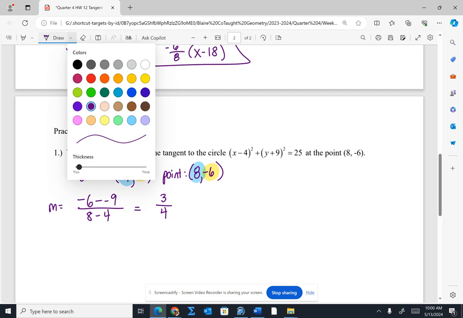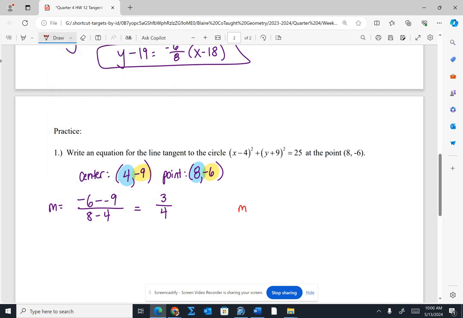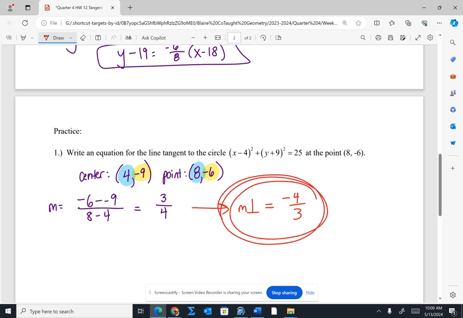Well, what did we learn on the front? We don't actually want the slope of the radius. We want the slope of the tangent line, which is perpendicular to the radius. So instead of positive 3/4, I need to do the opposite reciprocal, negative 4/3. All right, I have my slope now. Do I have my point? Well, make sure you don't use the center because the tangent line doesn't actually go through the center. It goes through the point of tangency.